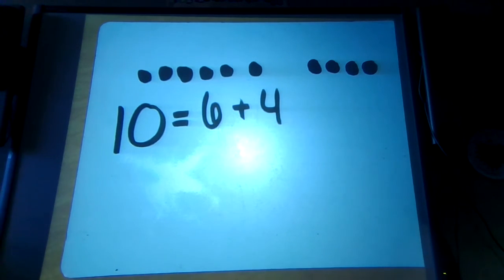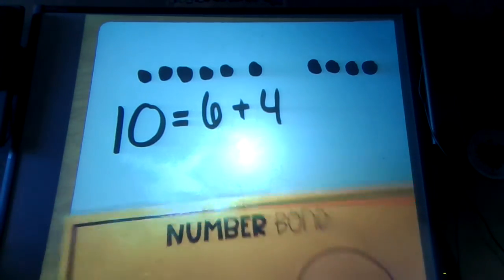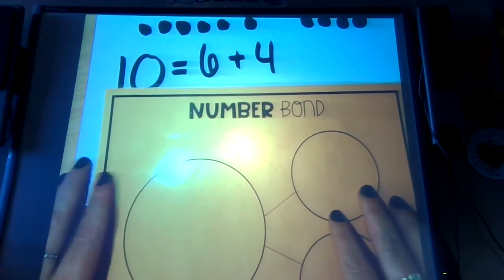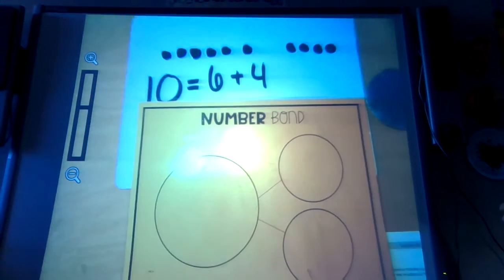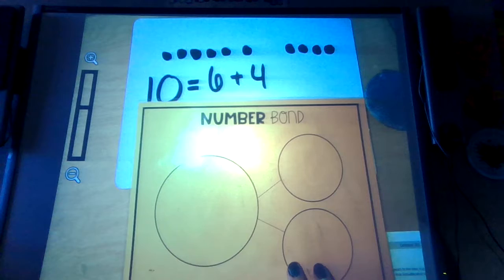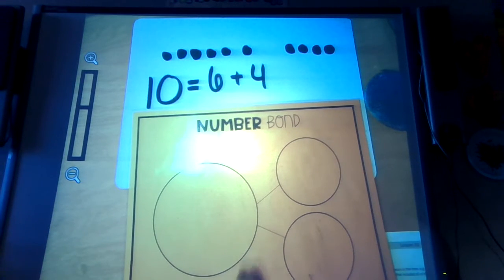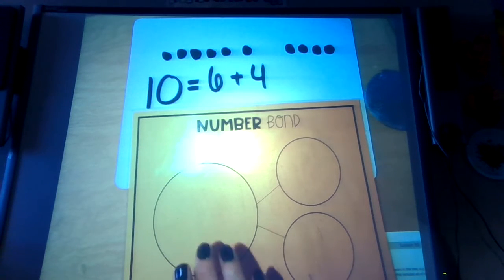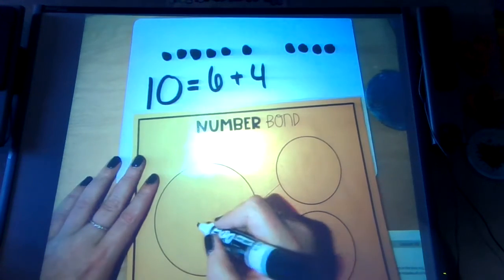Can we turn this into a number bond? Definitely. I'm going to bring in my number bond. All right, let's scooch this out so you can see the whole thing. Now, the top of our number bond, our big part, is the whole number. Which number from my story is the whole number? 10.